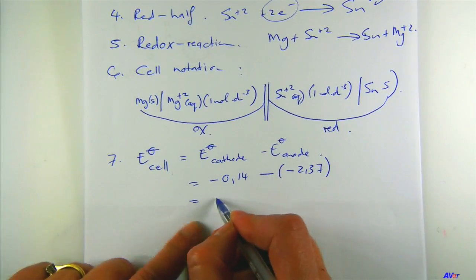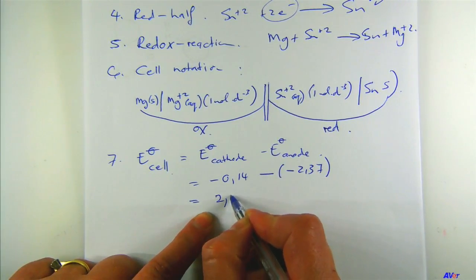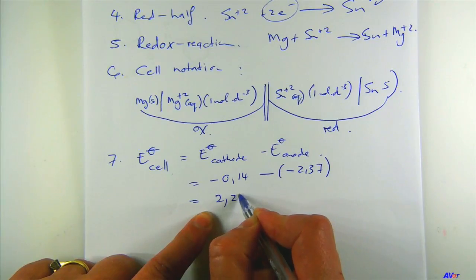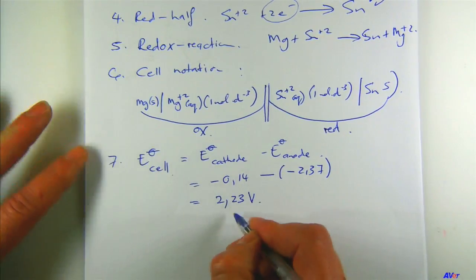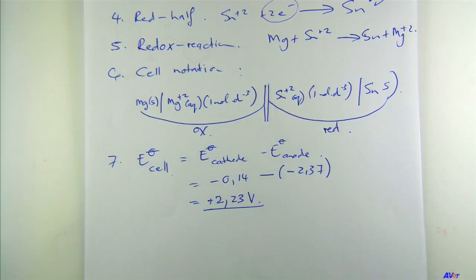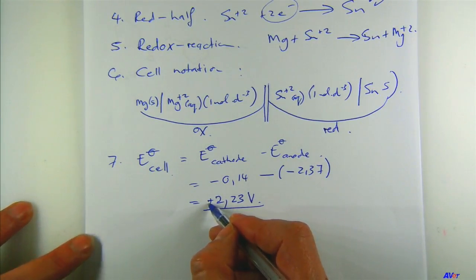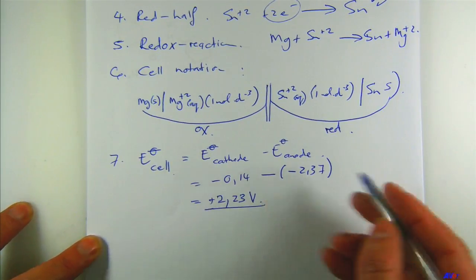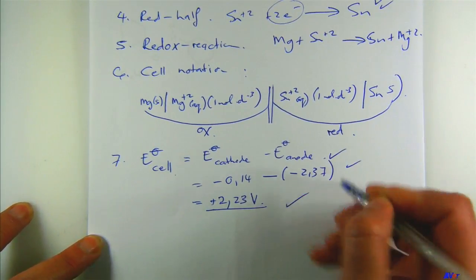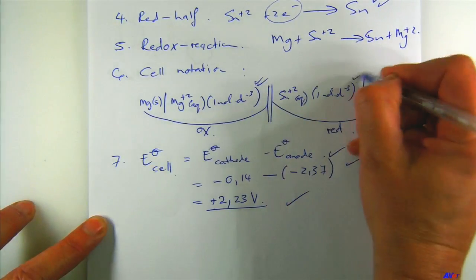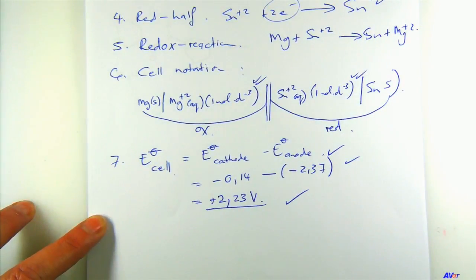And you will end up with 2,23. My maths all right. Okay, and it's a positive and I'm happy. Why am I happy? It should be positive because it's supposed to be spontaneous. Right. So there's 1, 2, 3 marks, and this was worth 1, 2, 3, 4 marks. So we've got a lot of marks already, eh?